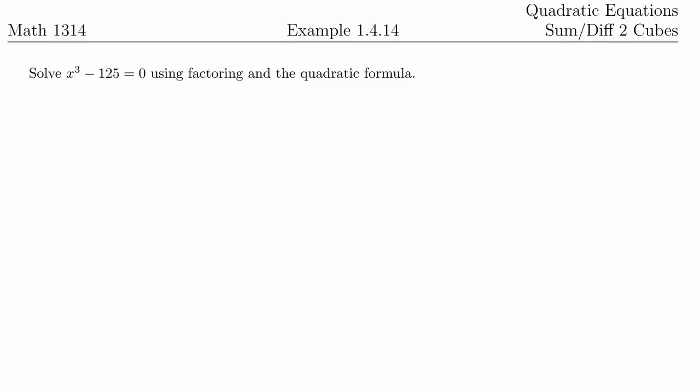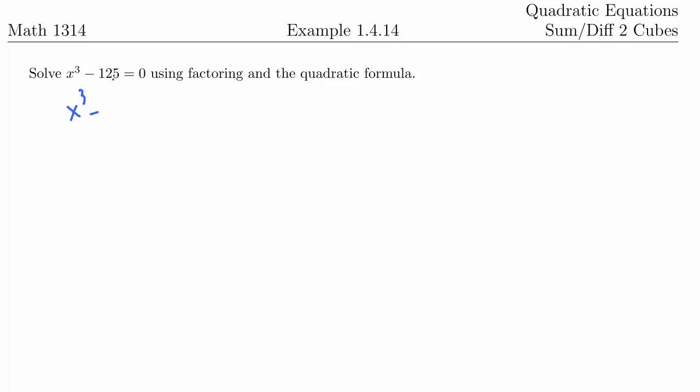Hello, the following is the solution to example 14 in section 1.4. It was the problem you should have already done on your own. x cubed minus 125 equals 0 is what we want to solve. I'm going to rewrite this. This is x cubed minus 125.